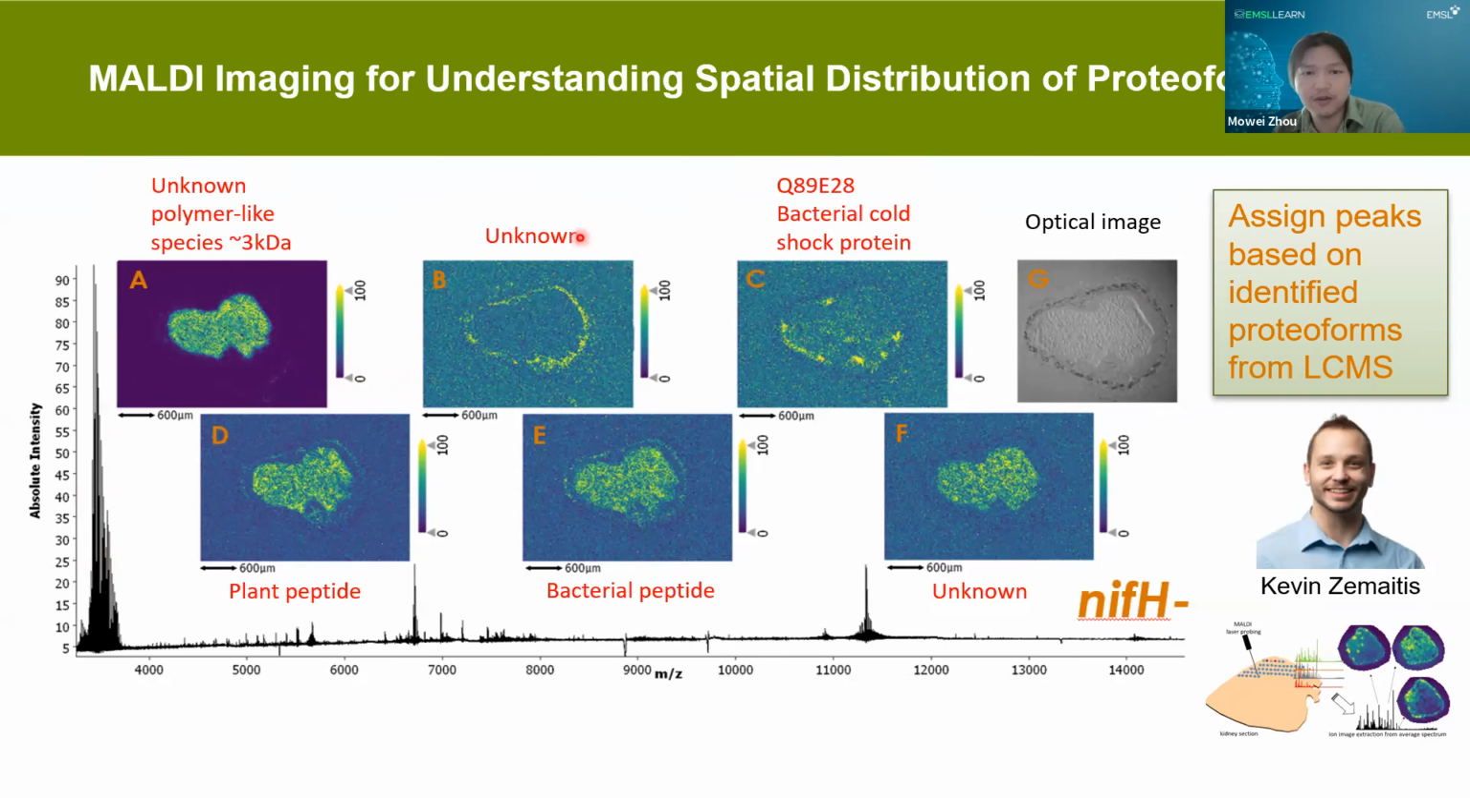We didn't assign this one, or this one. This one was assigned as a cold shock protein from the bacteria, and it seems to be localized in the symbiotic region, which makes total sense. What's interesting is that we see some plant peptides and bacterial peptides that seem to have the same spatial distribution. Overall, this experiment was a little challenging because there's limited overlap with the LC-MS data, maybe because of different detection biases that need to be further optimized.